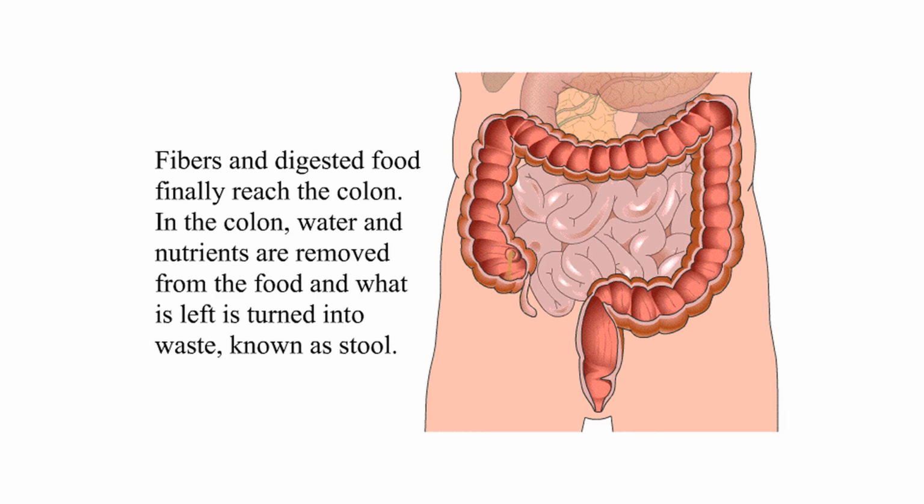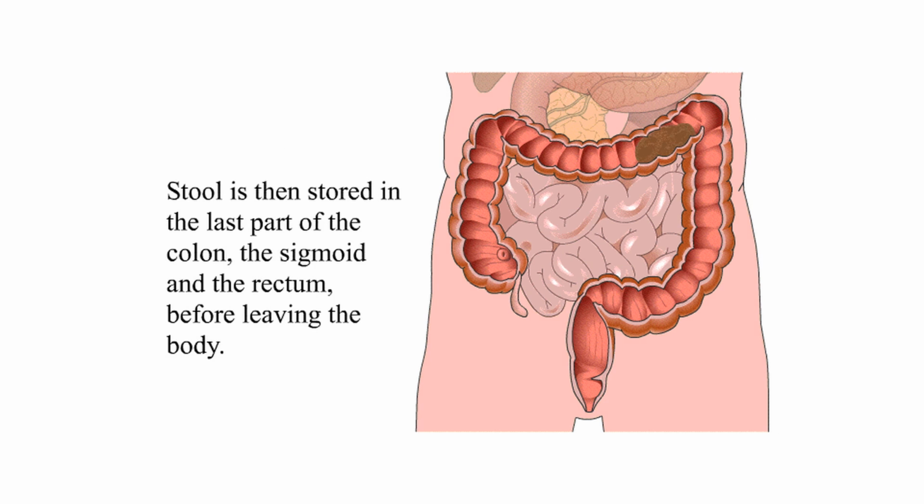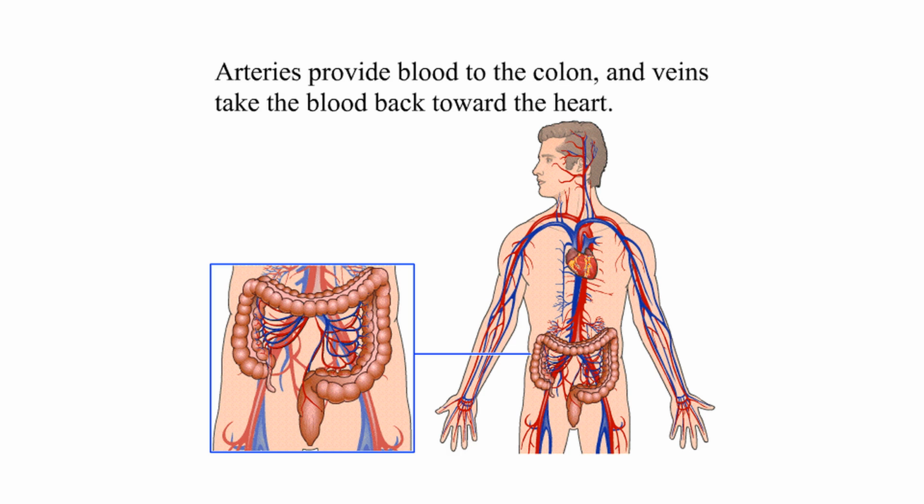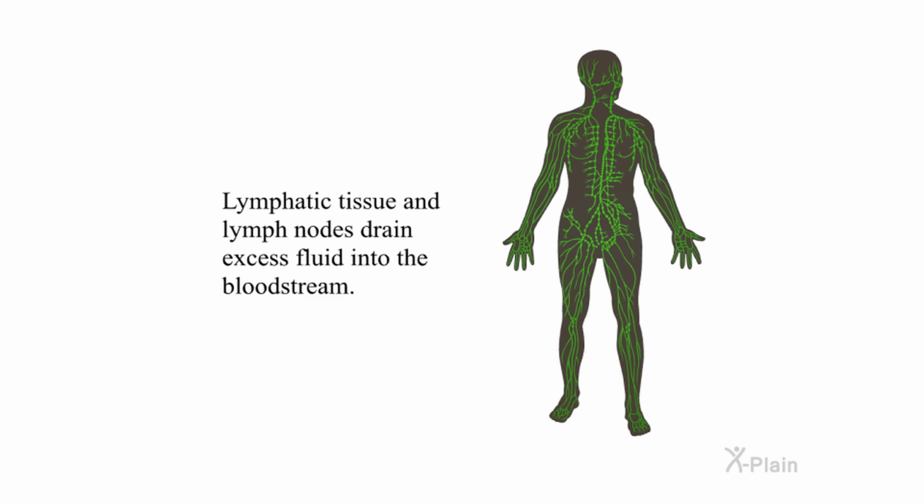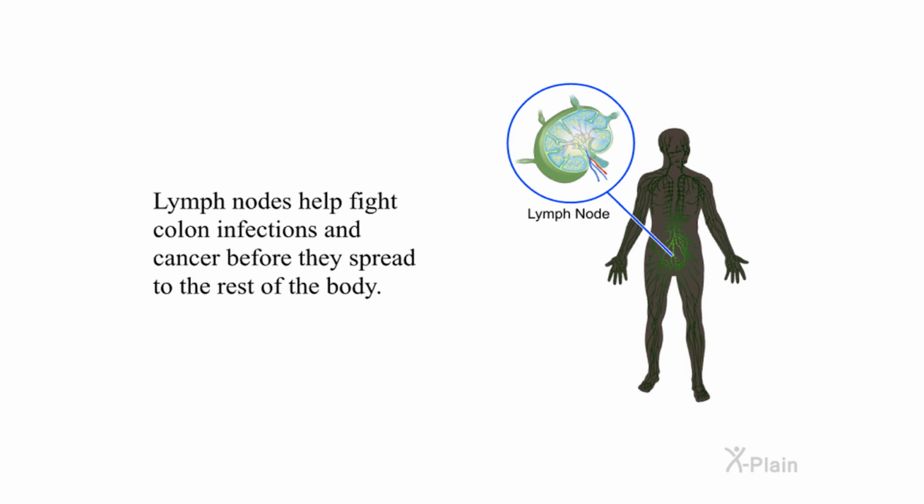In the colon, water and nutrients are removed from the food, and what is left is turned into waste, known as stool. Stool is then stored in the last part of the colon, the sigmoid and the rectum, before leaving the body. Arteries provide blood to the colon, and veins take the blood back toward the heart. Lymphatic tissue and lymph nodes drain excess fluid into the bloodstream. Lymph nodes help fight colon infections and cancer before they spread to the rest of the body.